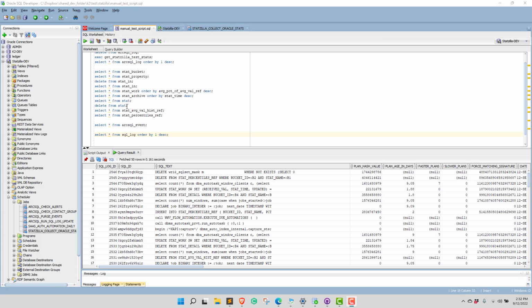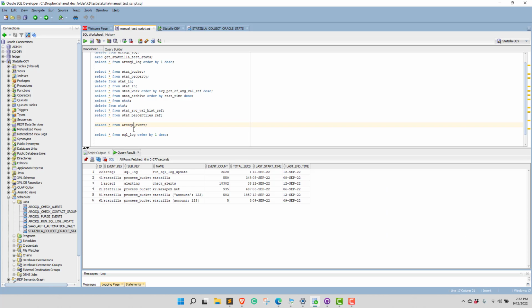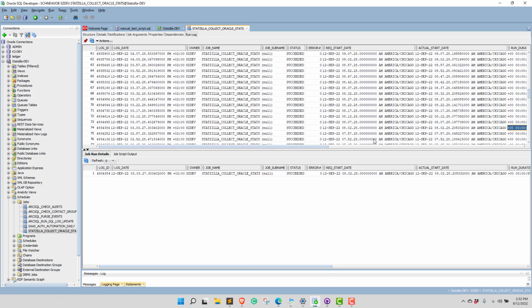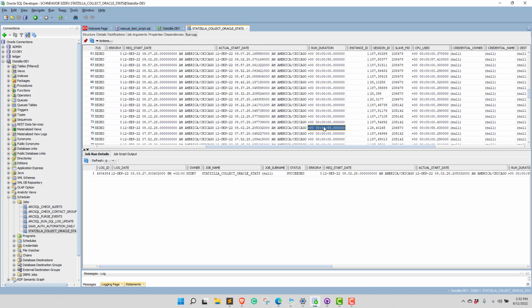So I was looking at Statzilla today, and we are tracking some custom events. One is how long it takes to process a bucket. It was taking about 4 times longer on average right now than what it ought to. So I went in and looked at the job history, and I noticed that every hour the job was taking like a minute, whereas it almost runs instantaneously throughout the hour.